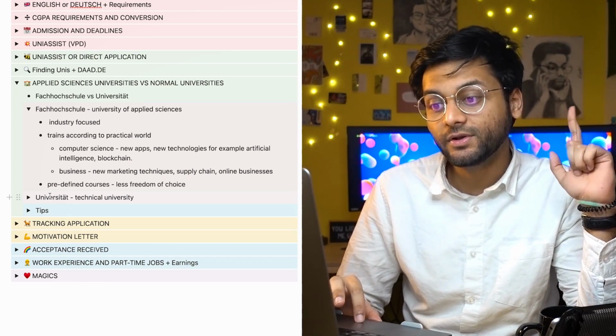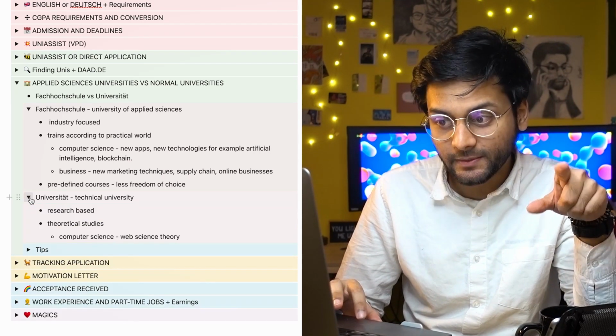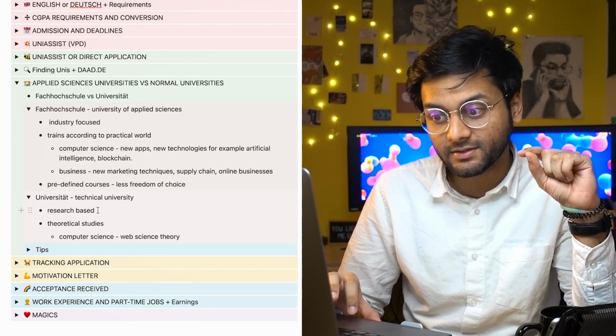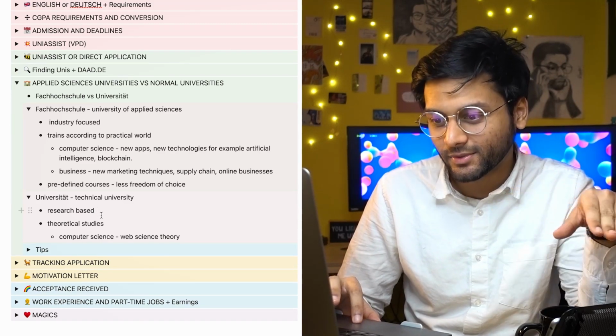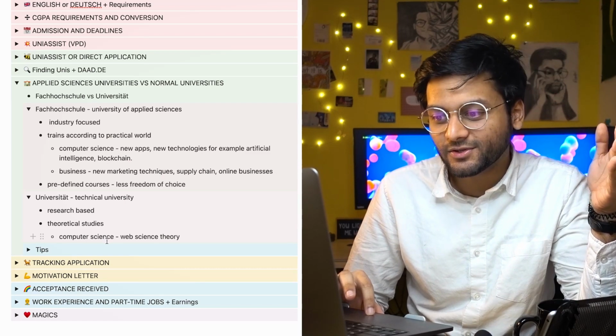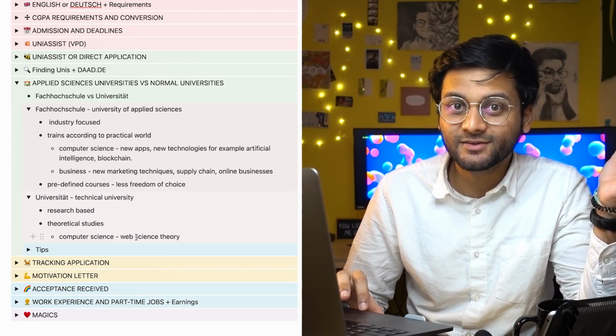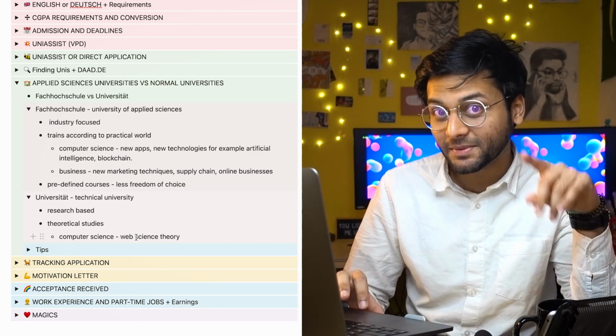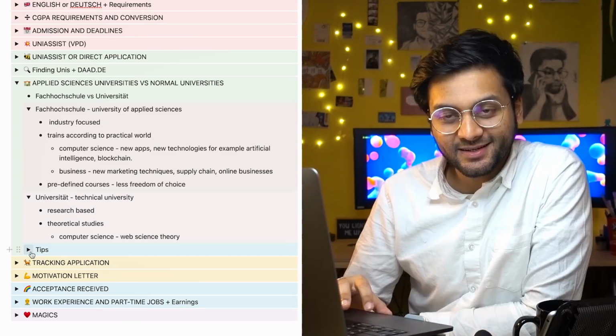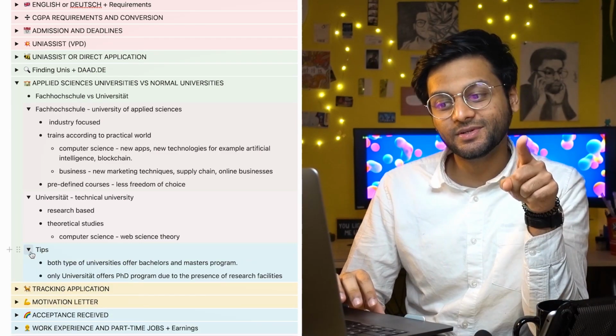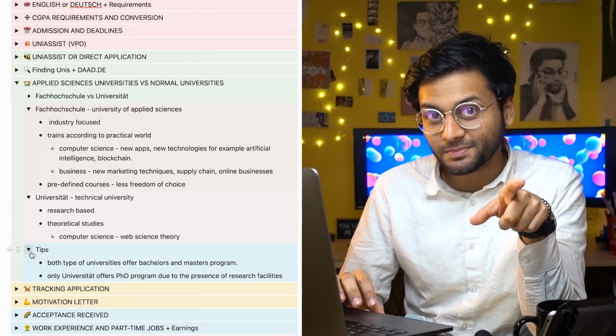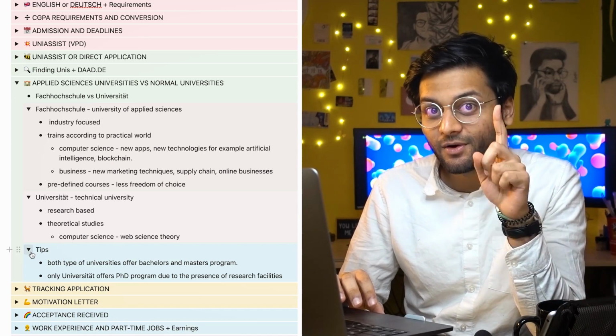On the other hand, if you go into a Universität, which is a technical university, the degrees are more research based. Courses are more theoretical, a bit dry. For example, if you're a computer science student, they will teach you stuff like web science theory. Not web science, not web development, but web science theory. So it's different. Okay, again, some tips. Both universities offer bachelor's and master's, but you can only do a PhD from a Universität.